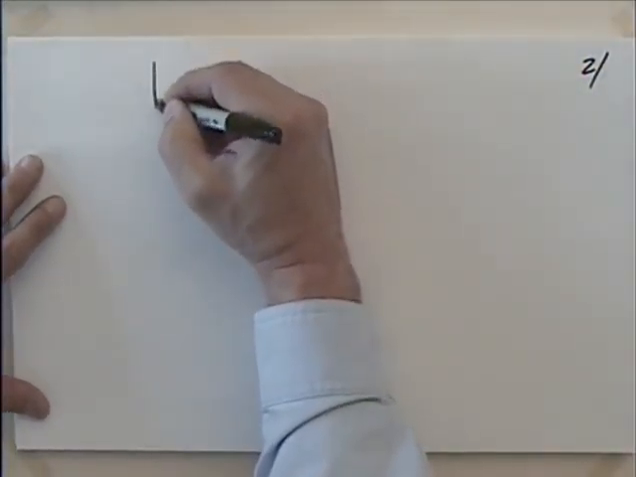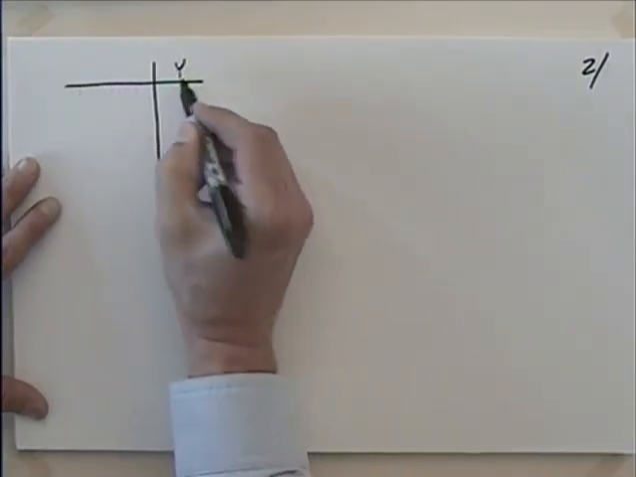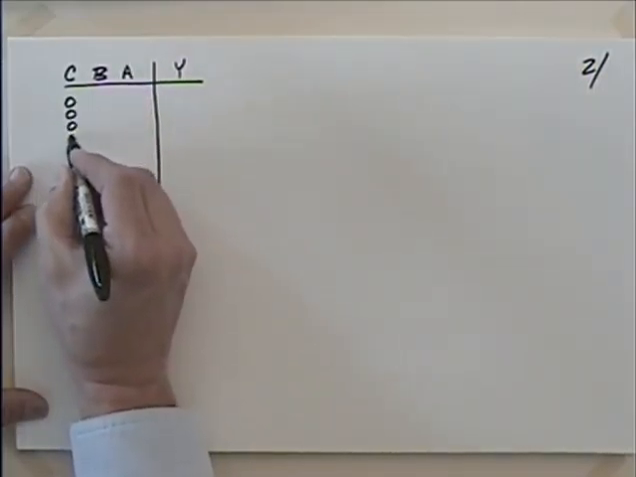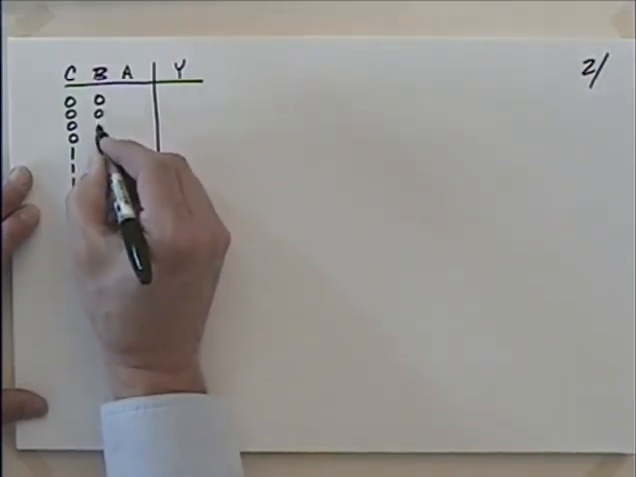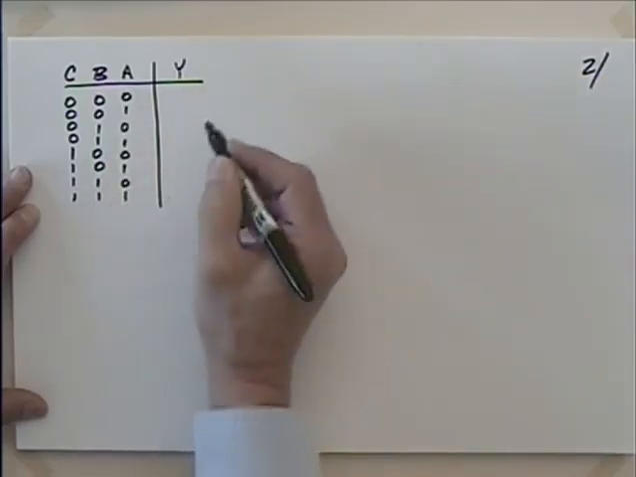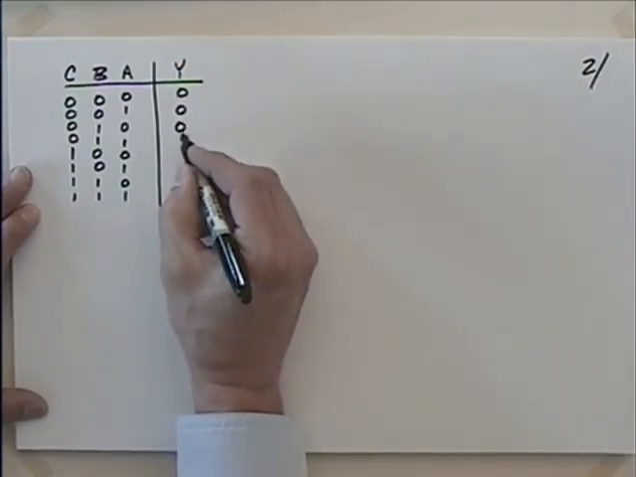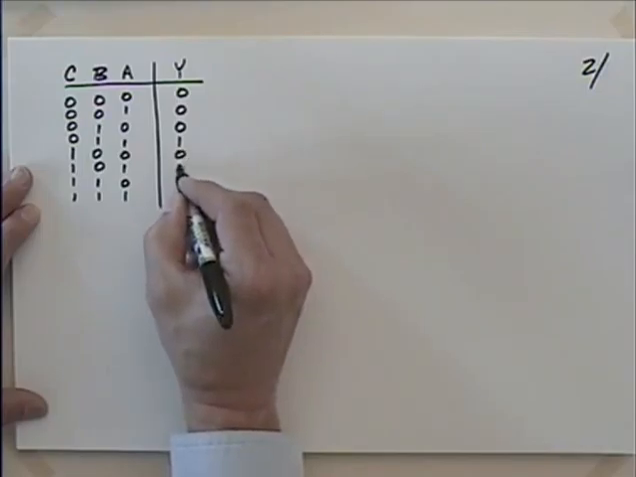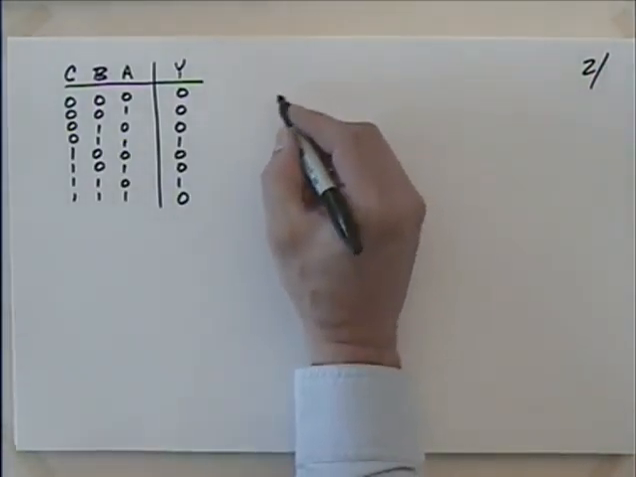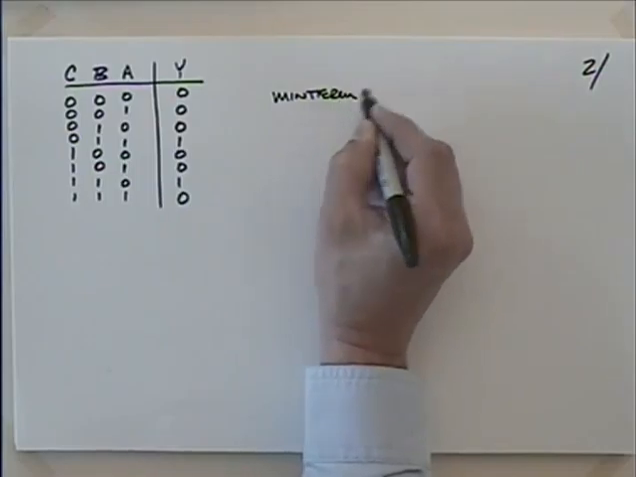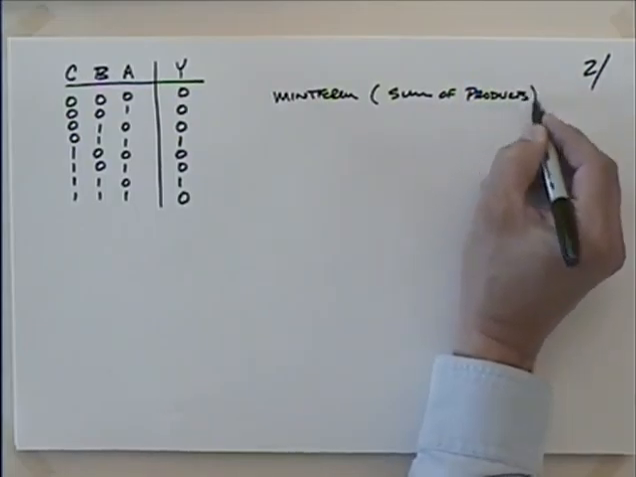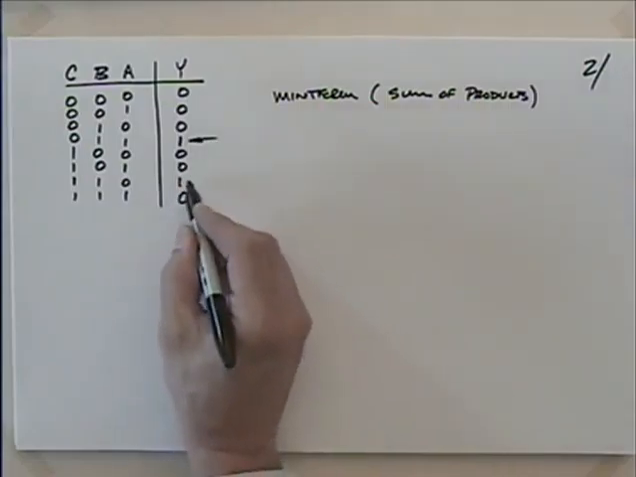So let's say it's something like that. Now if I wanted to come up with the min-term for this, it's probably a little easier to remember sum of products. So I'm going to be looking at the ones here.